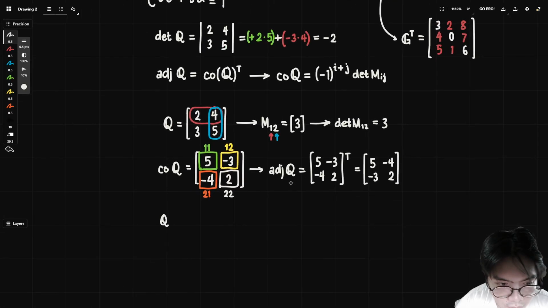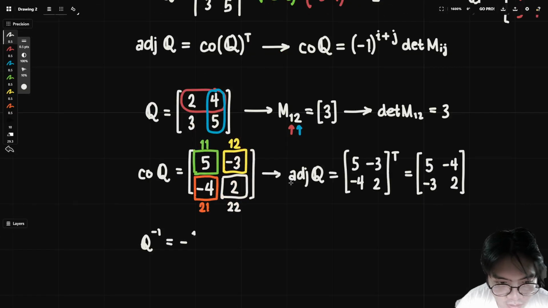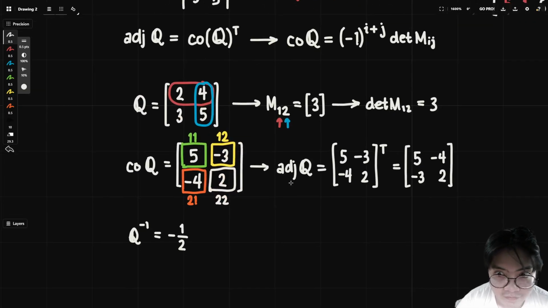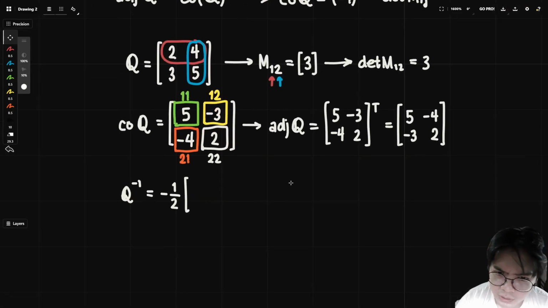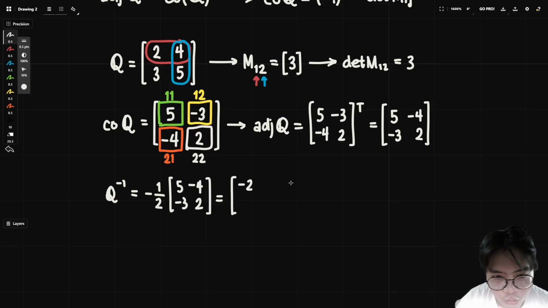Our Q inverse, right? Our Q inverse will be adjoint over determinant. Ang determinant natin was negative 2. So what we will do is just multiply this by negative 1/2. Kasi over determinant. A determinant is just a number. It's just a scalar. And then we will just multiply it to our adjoint matrix, which is 5, negative 4, negative 3, 2. We will have negative 2.5, 2, negative 1.5, and 1.